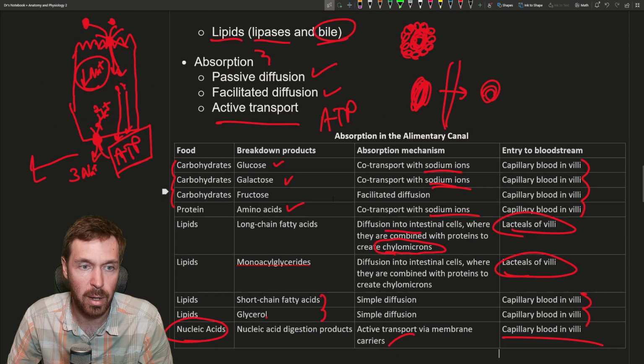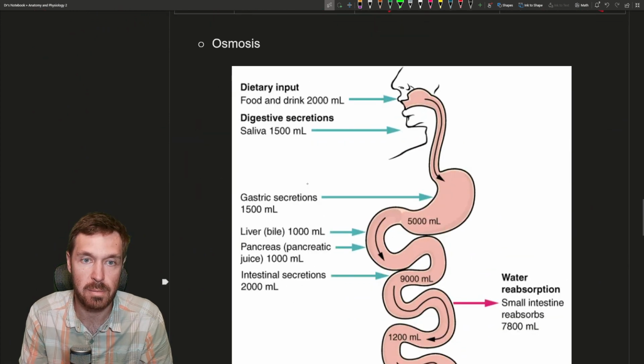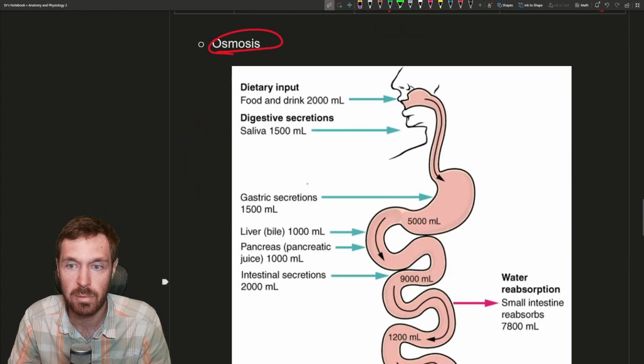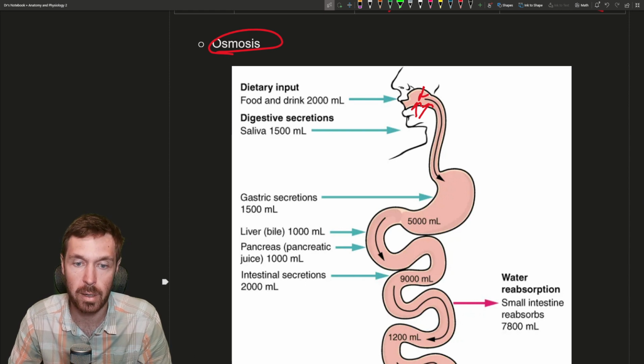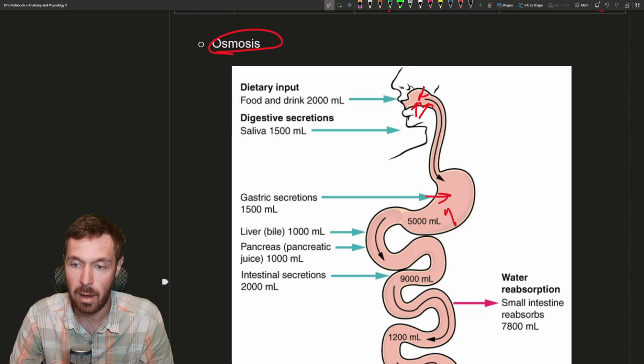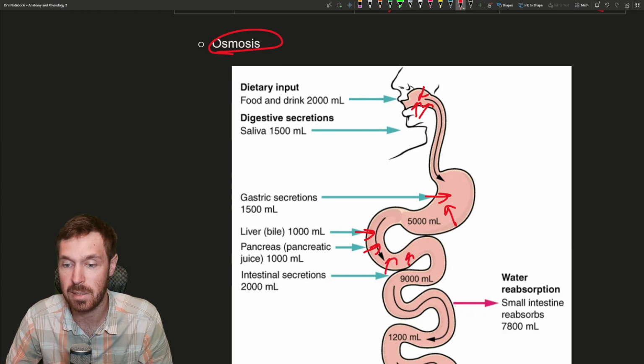Okay, so these are our macromolecules, but what about water? Water gets absorbed via osmosis. And throughout this process, we talked about all these glands releasing things. So when you drink water, your saliva releases tons of water. Gastric secretions are aqueous, tons of water. Liver, the bile is water. Pancreas has tons of water in it. And then your intestines also have lots of secretions in it.